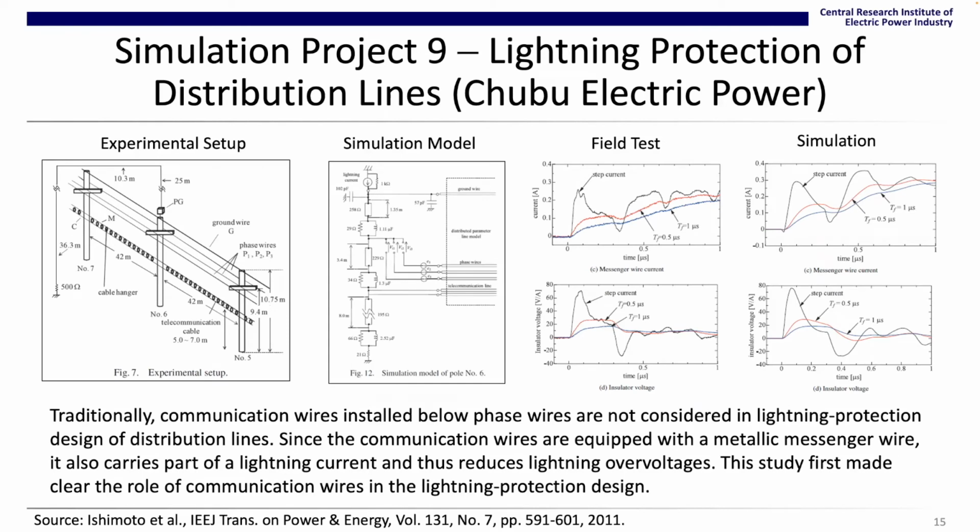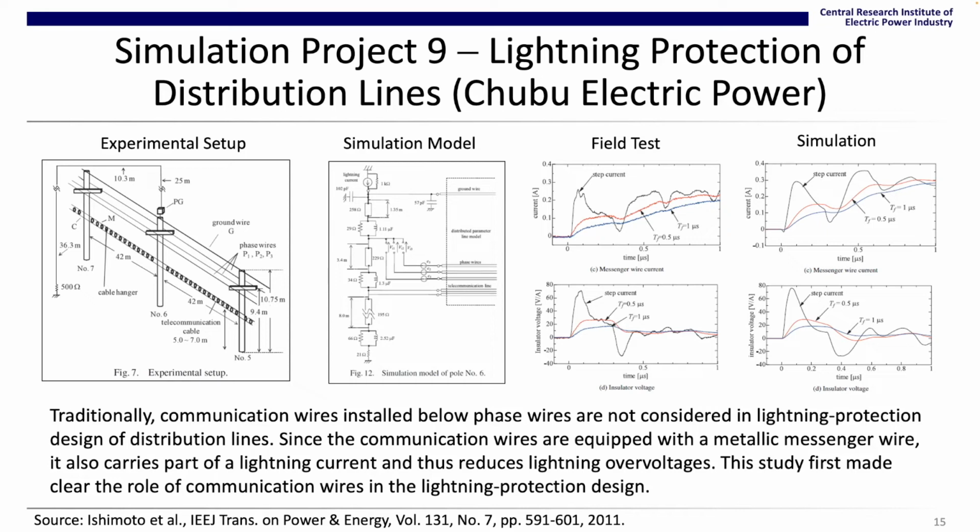Simulation project number 9 is related to lightning protection of distribution lines. The simulation was carried out by Chubu Electric Power Company. Traditionally, communication wires installed below phase wires are not considered in lightning protection design of distribution lines. Since the communication wires are equipped with a metallic messenger wire, it also carries part of a lightning current and thus reduces lightning overvoltages. This study first made clear the role of communication wires in the lightning protection design.